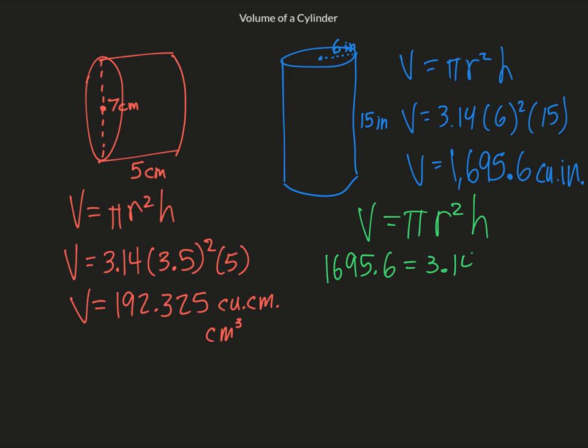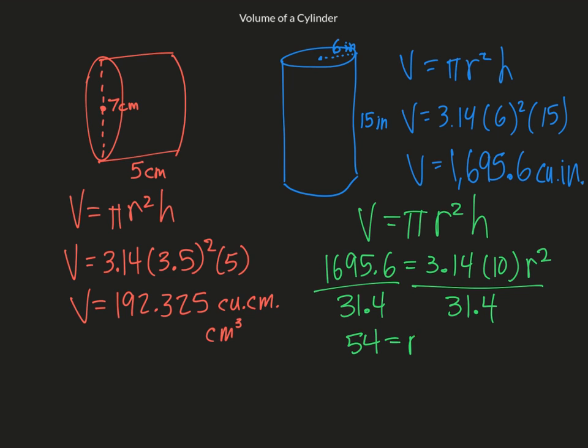1695.6 equals 3.14 times 10. That's the height. But I don't know the radius. So really I'm going to divide both sides by 31.4. Can you see what I just did? I just multiplied 3.14 times 10. And I've got 54 equals r squared. Now I can estimate my radius right now because I know 54 is a little more than 49, so I'm going to estimate around 7.2. But let's go ahead and square root that to get a decimal approximation.